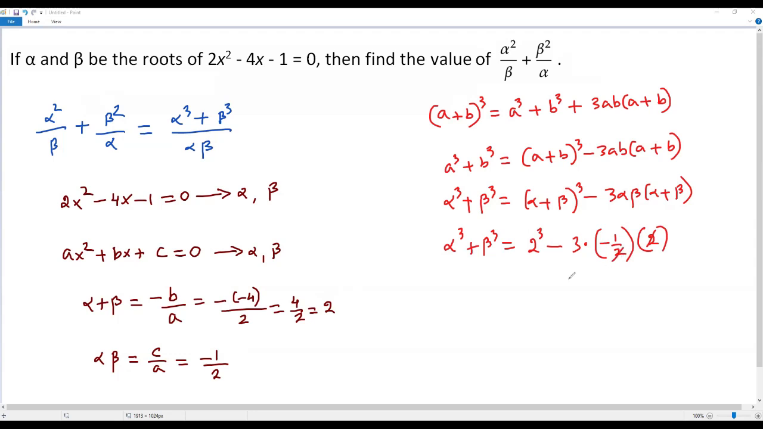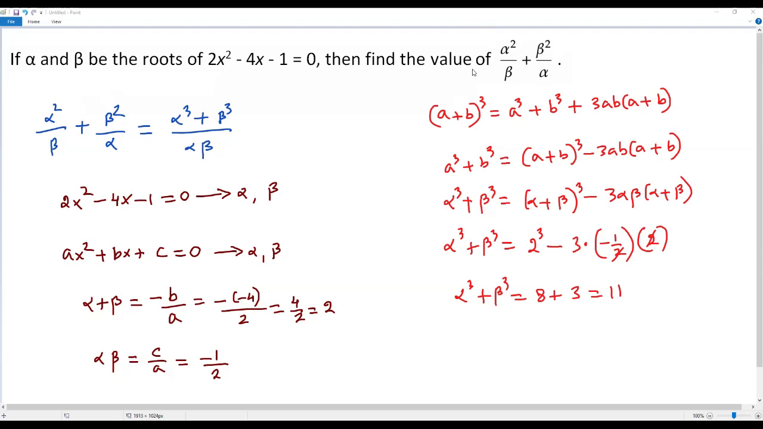Here this 2 will cancel out, then I'm getting alpha³ + beta³ equals 2³. 2³ can be written as 8 because the evaluation of 2³ is 8, and here negative times negative will become positive. 3 times 1 is 3. Finally I'm getting 11. Now I got the value of alpha³ + beta³, that is 11.